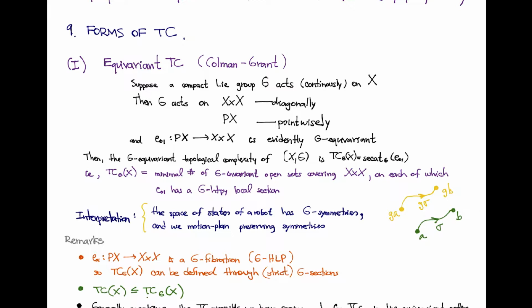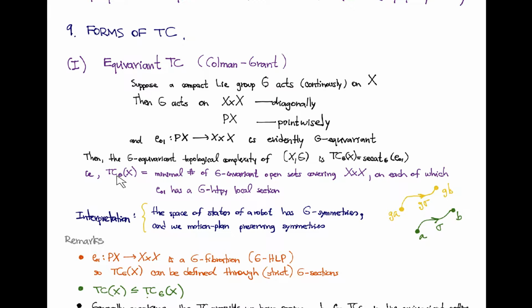Now you would be asking for sections which preserve the equivariance. Namely, if you know how to move from x into y, then you would be forced to know how to move from gx into gy just by following the same path, translated by the action.